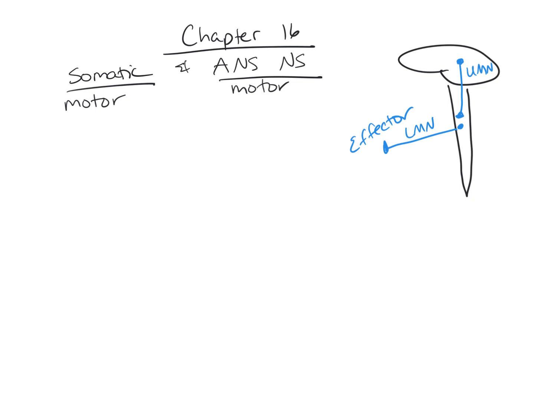The effector, in the case of the somatic nervous system, is skeletal muscle. So if this is the somatic nervous system, the effector out here is skeletal muscle. For the autonomic nervous system, the effector is going to be glands, cardiac muscle, smooth muscle, and adipose tissue.